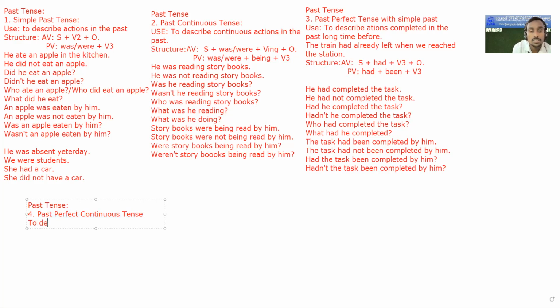Okay, to describe actions which started in the past and were going on in the past. Okay, त्याची क्रिया भूतकाळामध्ये सुरू झाली आणि भूतकाळामध्ये ती सुरूच होती असं सांगायचं असेल फॉर दॅट.